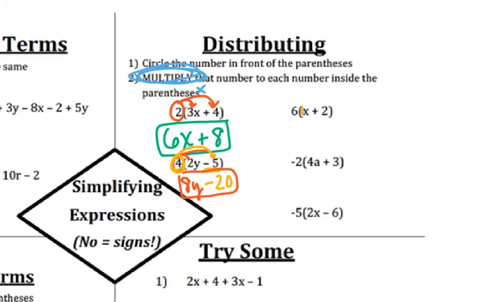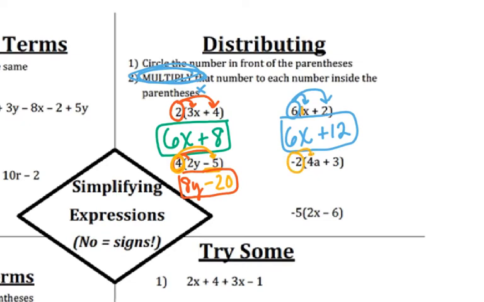Okay, let's try the next one. Distribute, that means we circle the number in the front and we send it to both terms. 6 times 1x is 6x. 6 times 2 is 12.